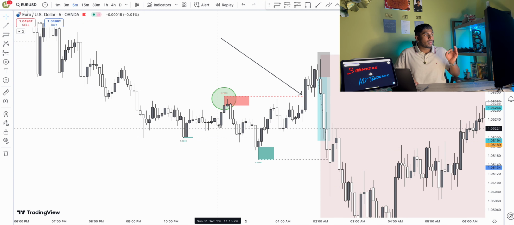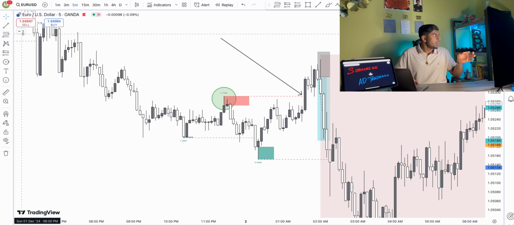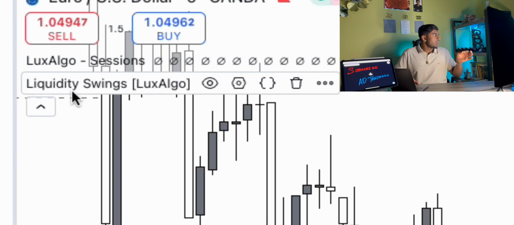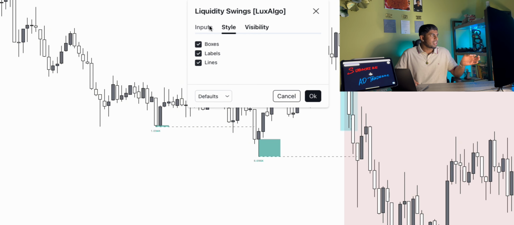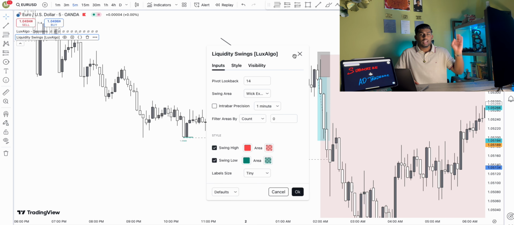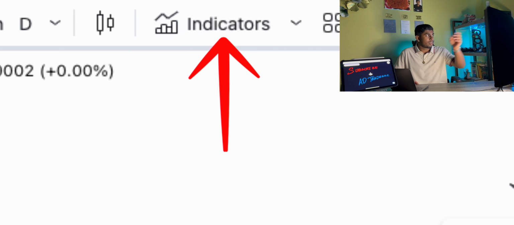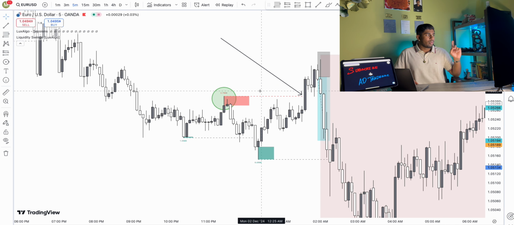Also, if you want to know the indicator I'm using for liquidity, it's right here. Okay, this is what it's called. It's called Liquidity Swings by Lux Algo. And just turn on these sessions. That's all it is. 14, Wick X, 1 minute, count 0, all these things. Just turn on these settings and you should be ready to go. You can go open the indicator right now in your indicators tab. Okay? Anyways, it really helps, by the way.